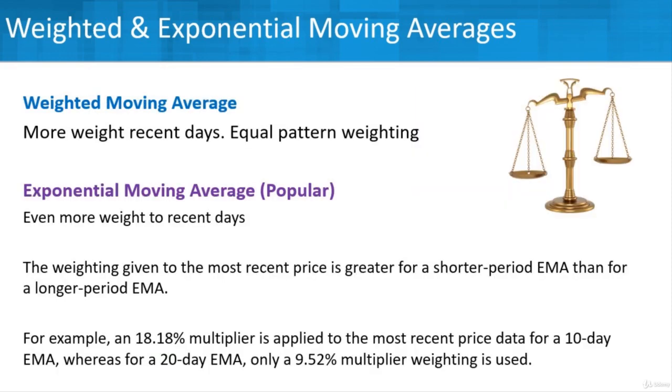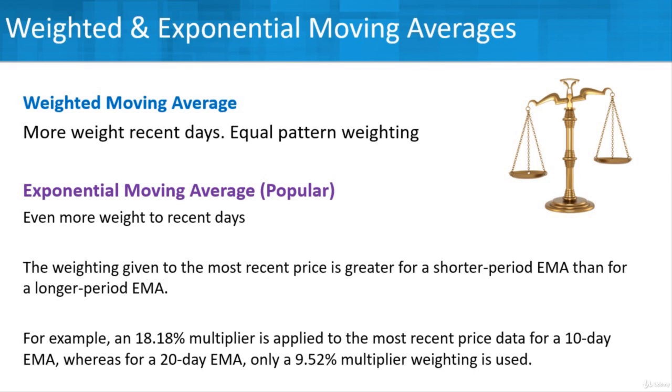Another one that's very popular is an exponential moving average, where it puts even more weight on recent days. The weighting given to the most recent price is greater for a shorter-term exponential moving average, or EMA, than for a longer period EMA. For example, they might apply multipliers. If an 18.18% multiplier is applied to the most recent price data for a 10-day exponential moving average, then for a 20-day EMA, that would be 9.52% as far as the multipliers they're using.